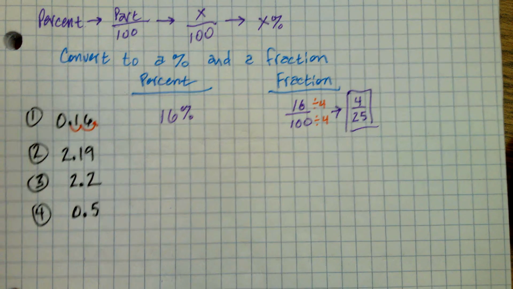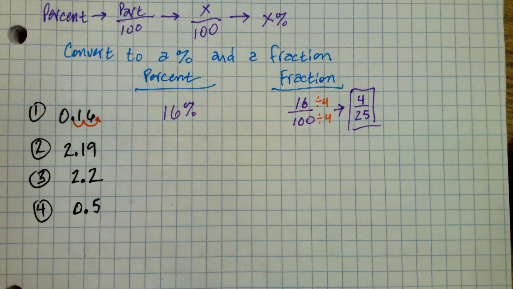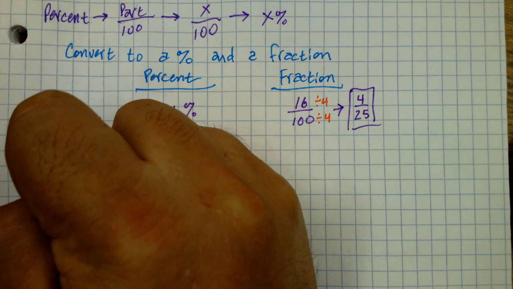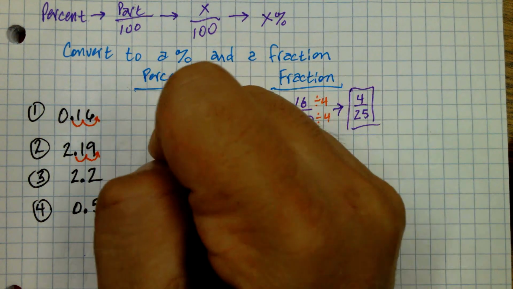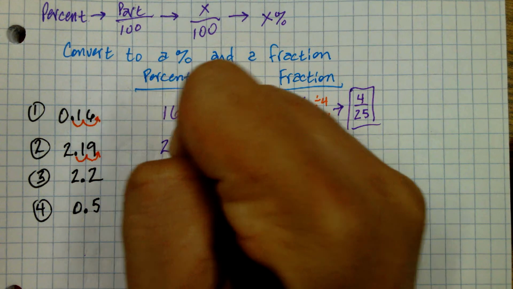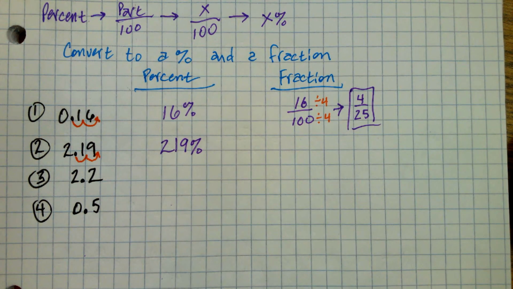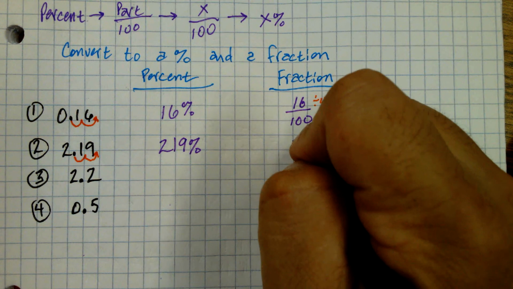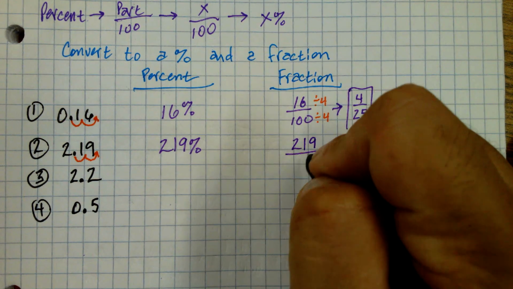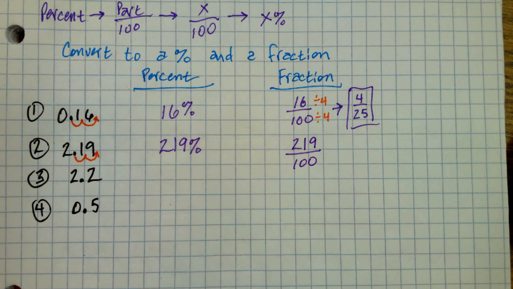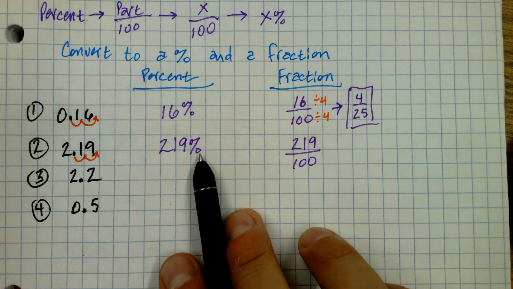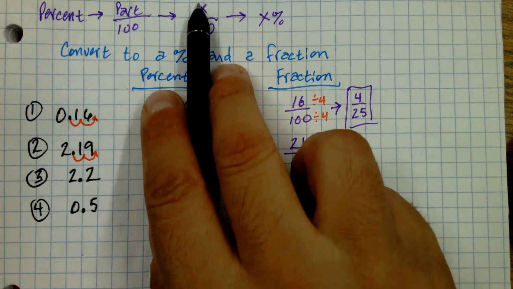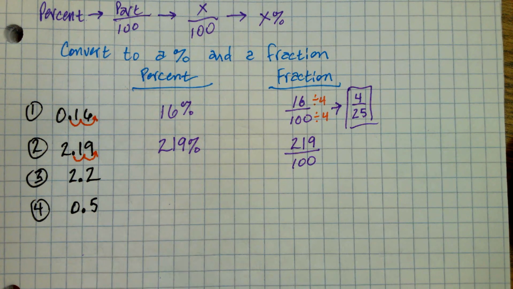Okay, so let's do the other 3. Same way. I could see some of you are beating me to the punch. So 2.19 becomes 219%, which is also 219 over 100. Remember, this x over 100 is telling me that. So, can I reduce that? I don't think so, right?